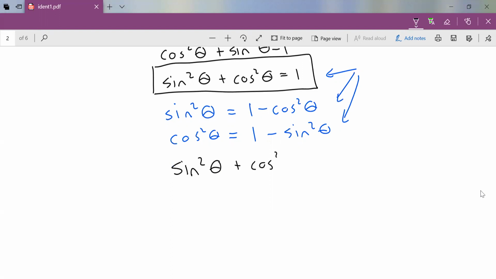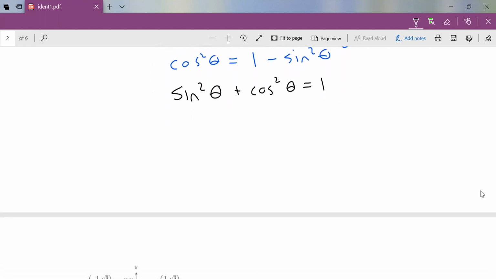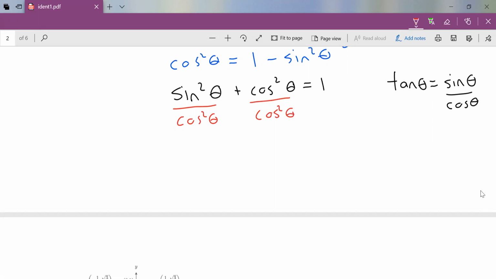In our primary trig ratios, we've also got tangent. How do we get tangent out of this? I only see sines and cosines. Well, what I know is tangent theta is sine theta over cos theta, right? It's y over x. So let's get that in here. Let's divide everything by cos squared theta. I'm allowed to do that because I'm changing how it looks, not what it's equal to.